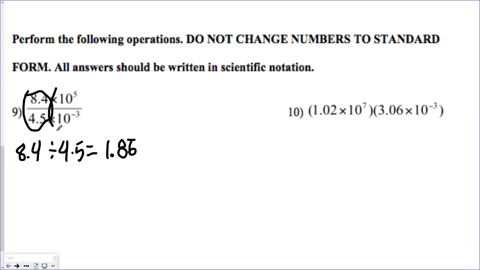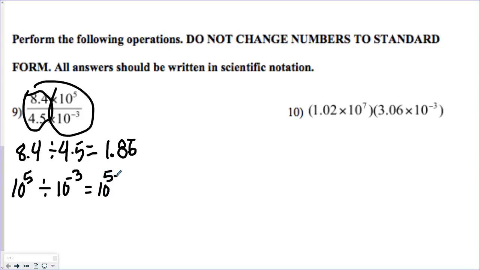And then I would take these numbers and divide those. So 10 to the 5th divided by 10 to the negative 3rd. And remember, when you're dividing bases, what you do is you take the base and you take the two exponents and you subtract the exponents. So dividing bases means you're actually going to subtract the exponents. And in this case, we have a double negative right here. So that's going to make one big positive. So this is going to be 10 to the 8th.